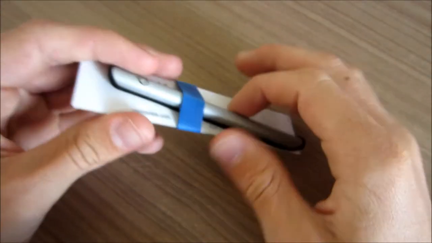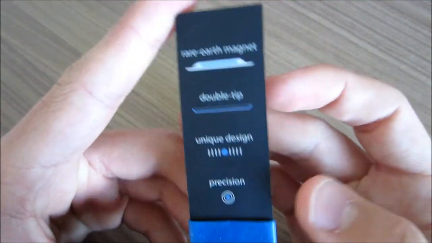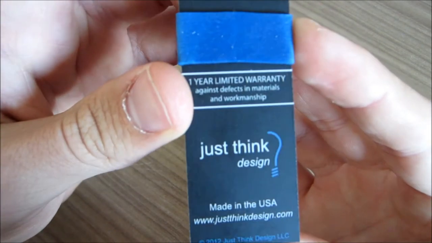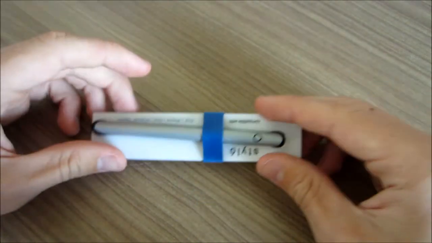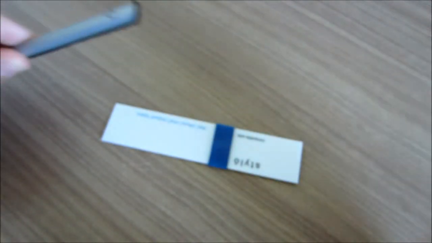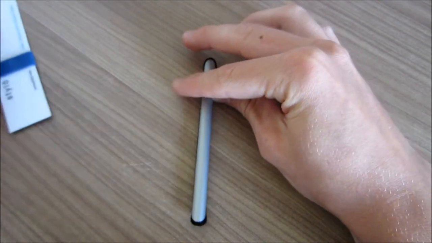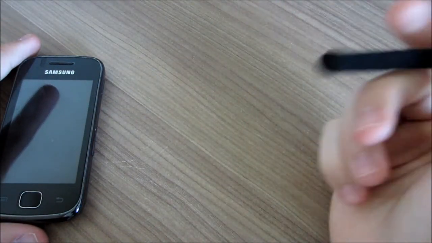It is as lightweight as a pen, about 11 grams, and in ounces 0.38 ounces. The Stylo is made of aluminum and is available in silver or black, and is 4.5 inches long, and in centimeters it's 11.43. It is shaped unlike other styluses.